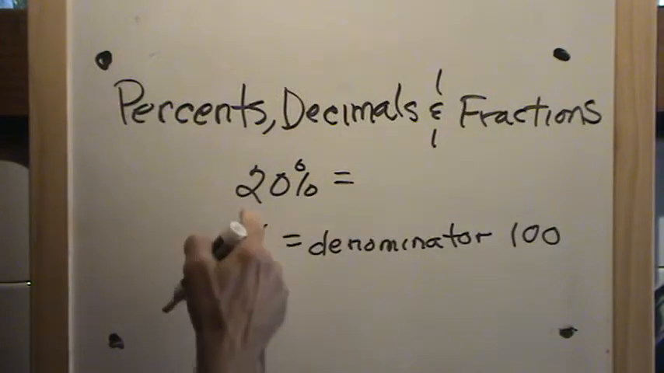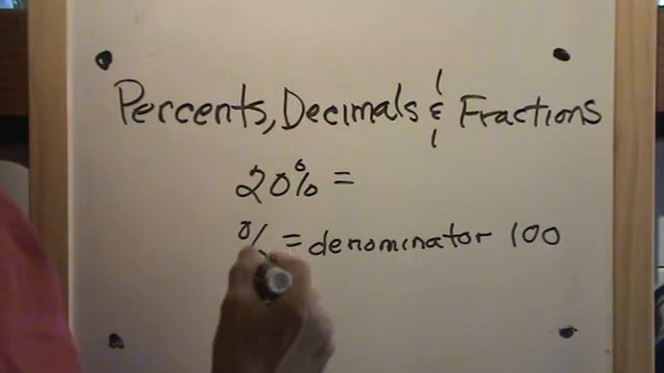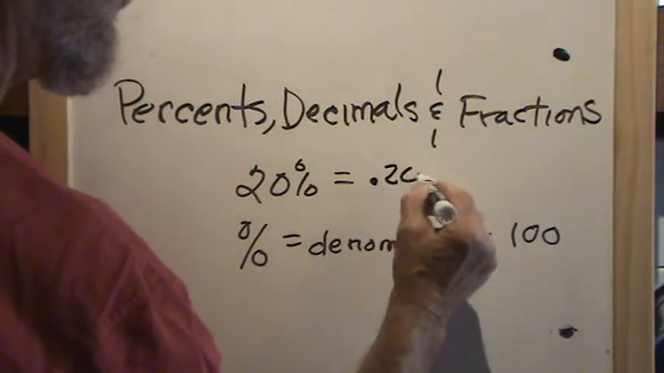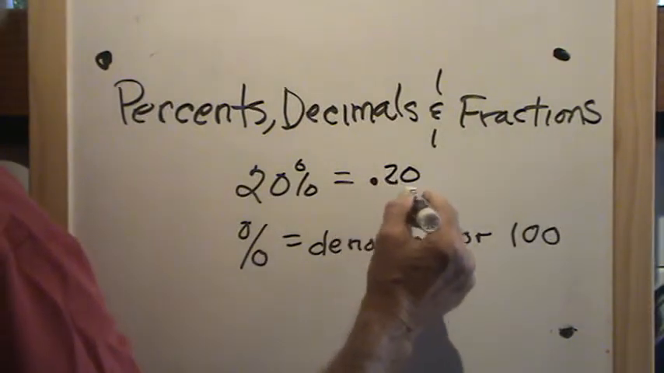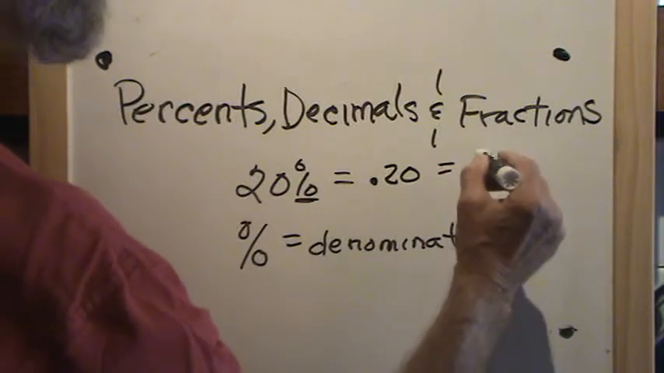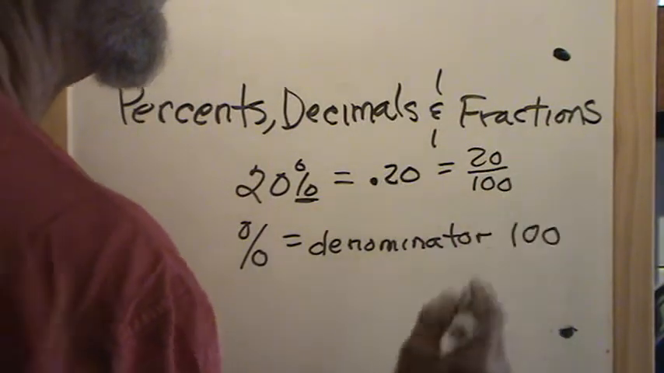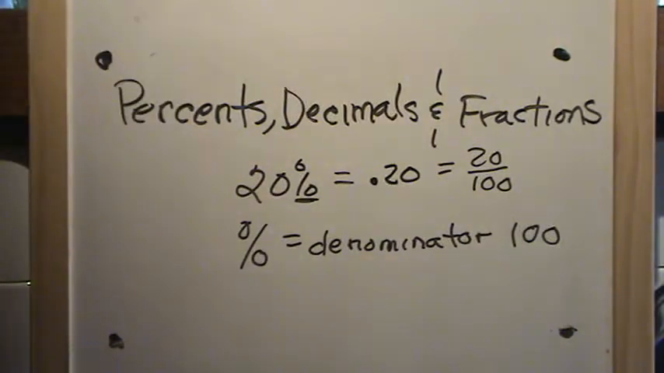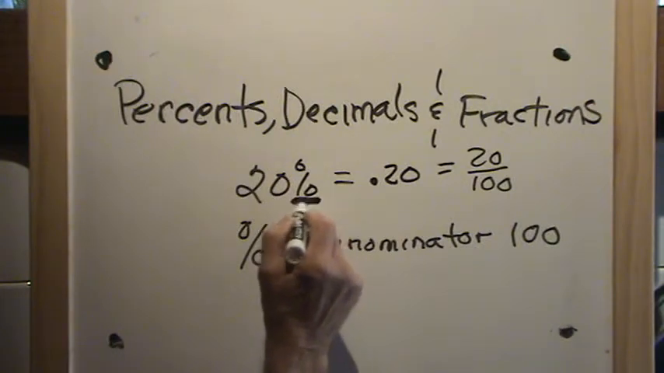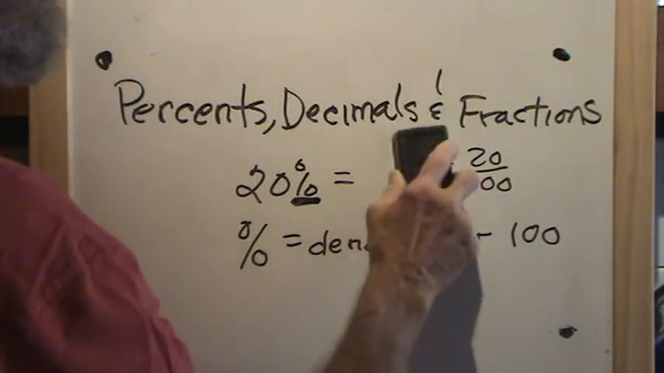So if I wanted to turn this percent into a decimal, it would be 20 hundredths, because this means denominator 100. Or if I wanted to make it a fraction, it would be 20 hundredths. So keep in mind, this means denominator 100.